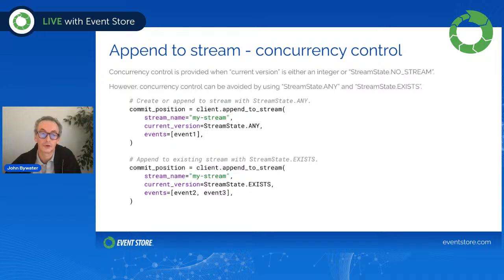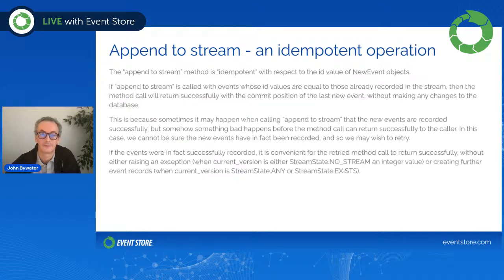However, the concurrency control can be avoided by using stream state any and stream state exists. So if you use stream state any, then that totally disables the concurrency control. So if the stream does not exist, it will be created. And if it does exist, the event will be appended to it. If you use stream exists, then you'll get the wrong current version error if the stream does not exist. Otherwise, the event will be appended regardless of the fact you're not saying what the correct integer is.